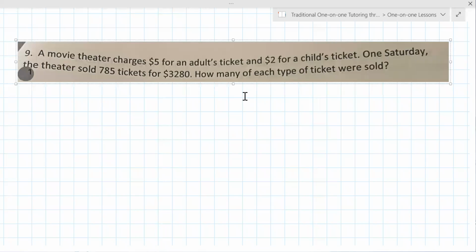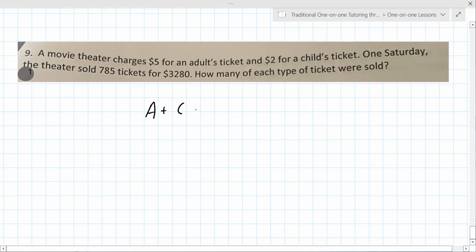So A plus C equals 785. Okay, agreed. That's the total tickets equation. And then 5A plus 2C equals 3280. Perfect.